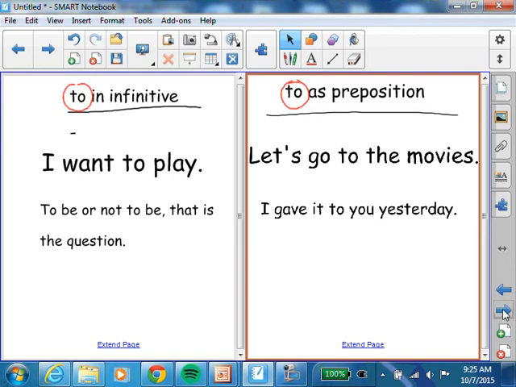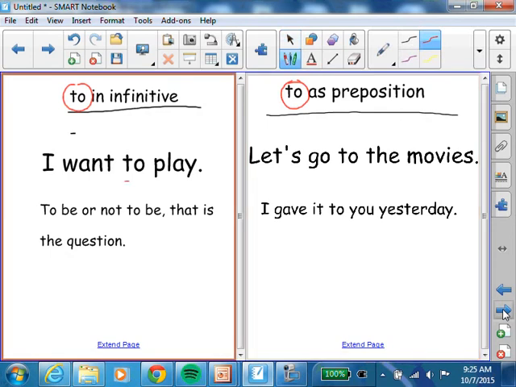I want to play, in this sentence, to is beginning an infinitive that ends in play. In the famous quote from Shakespeare, to be or not to be, that is the question. Two infinitives, the first to be and the second to be. These are infinitives because they're followed by the base form of the verb. Whereas over on the right, we have to used as a preposition in prepositional phrases.